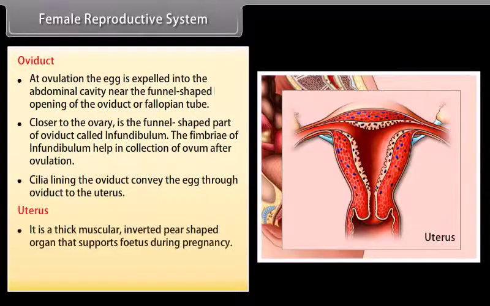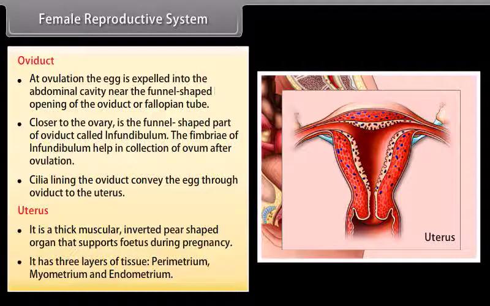Uterus. It is a thick muscular, inverted pear-shaped organ that supports the fetus during pregnancy. It has 3 layers of tissue: perimetrium, myometrium, and endometrium.